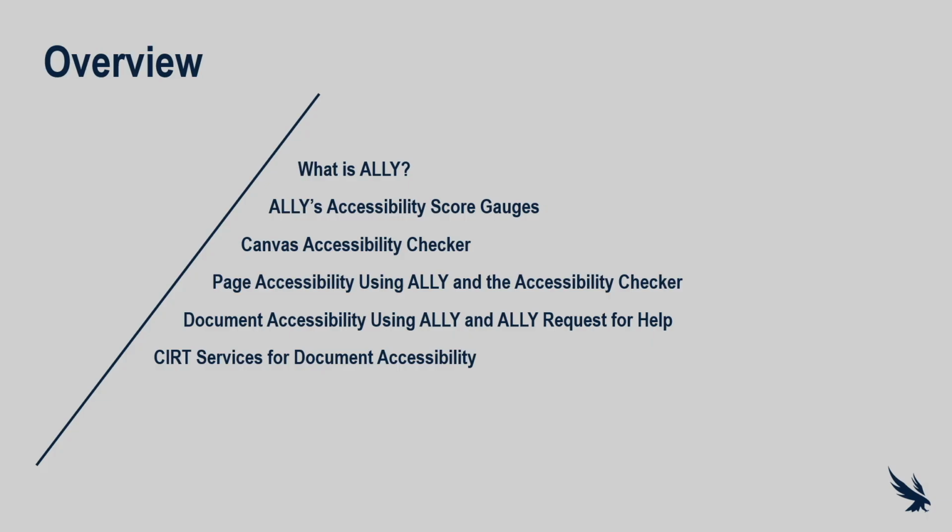For an overview of what we'll be discussing today, first we'll be talking about what is Ally. Then we'll talk about Ally's accessibility score gauges. Then we'll talk about Canvas's accessibility checker, as well as page accessibility using Ally and the accessibility checker. Then we'll talk about document accessibility using Ally and Ally's request for help, and then we'll finish it all off with CERT services for document accessibility.